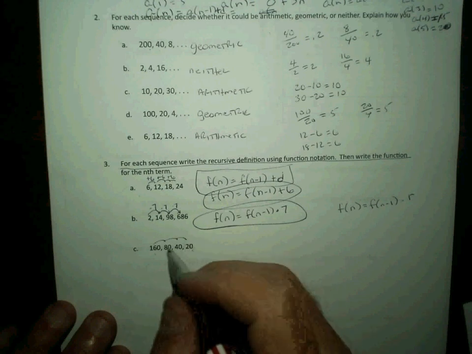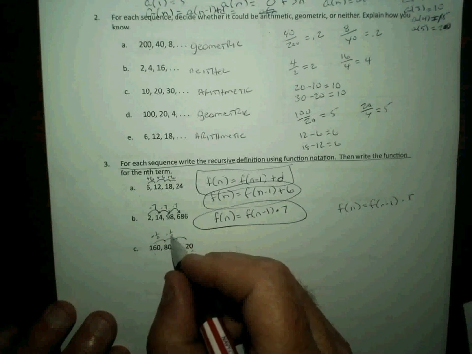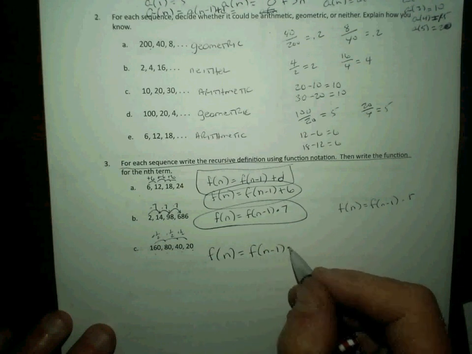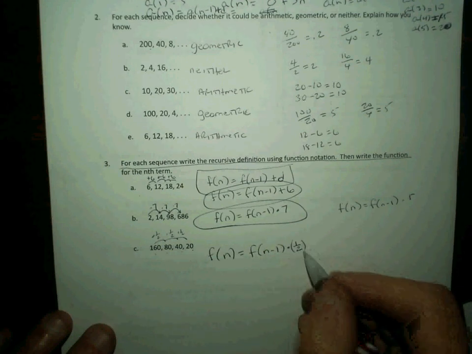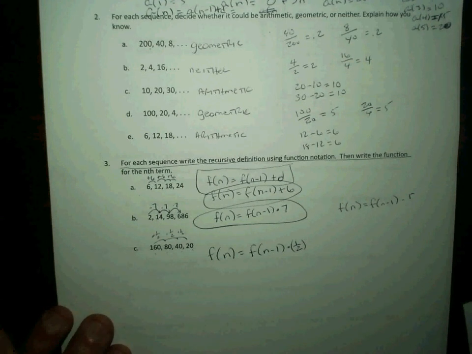The next one, let's look at this. 160, 80, 40, 20. What's happening? You're multiplying by 1/2, or 0.5. Half of 160 is 80, half of 80 is 40, half of 40 is 20. So our recursive definition is f of n equals f of n minus 1 times 0.5, or 1/2. Whichever way you want to write it is fine. This is so much fun, y'all.